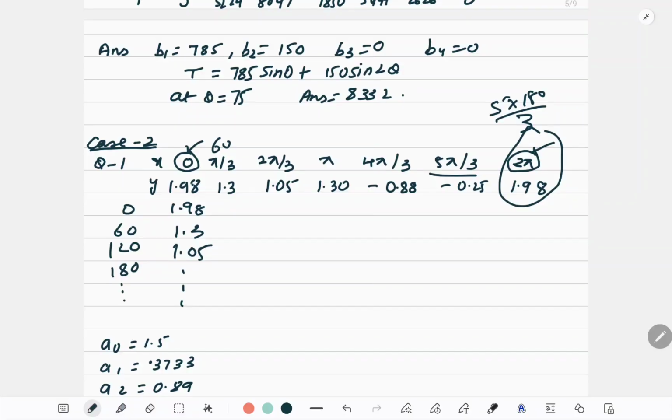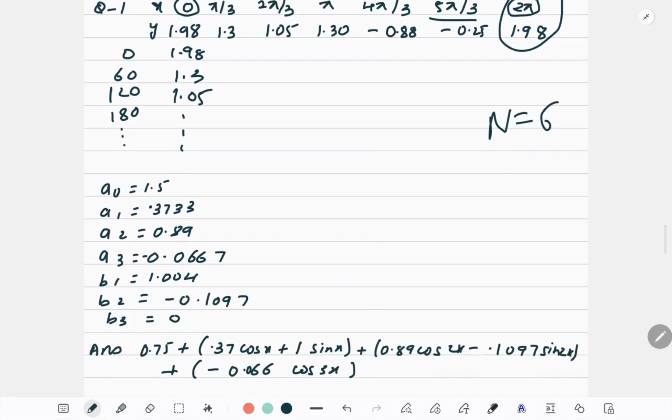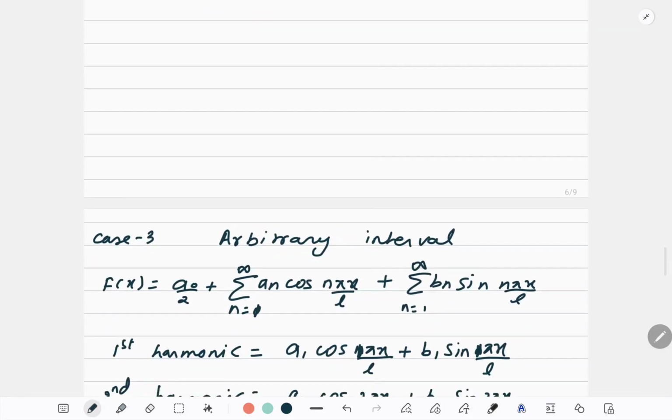And what will be the n? 1, 2, 3, 4, 5, 6. So n will be equal to 6 in this case. Right. Now once you are done with this, same way you make the table. Y cos x, y sin x, y cos 2x, y sin 2x. Okay, and solve it. So you will get the following values and this will be your answer. So the exactly same way you can solve the question. Understood? Now let's move to the another case.